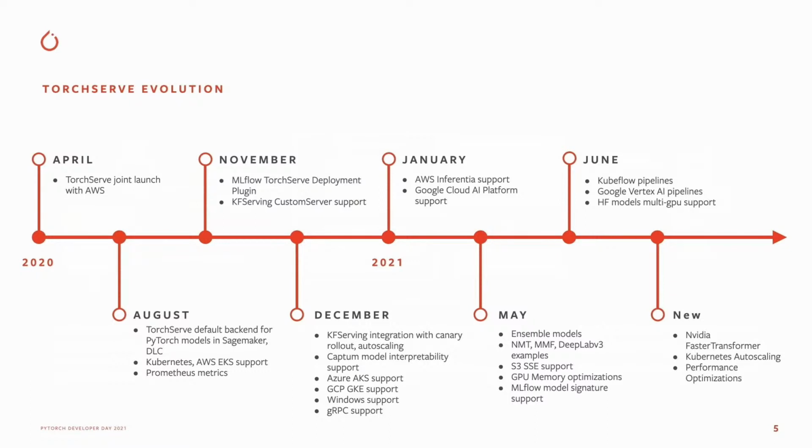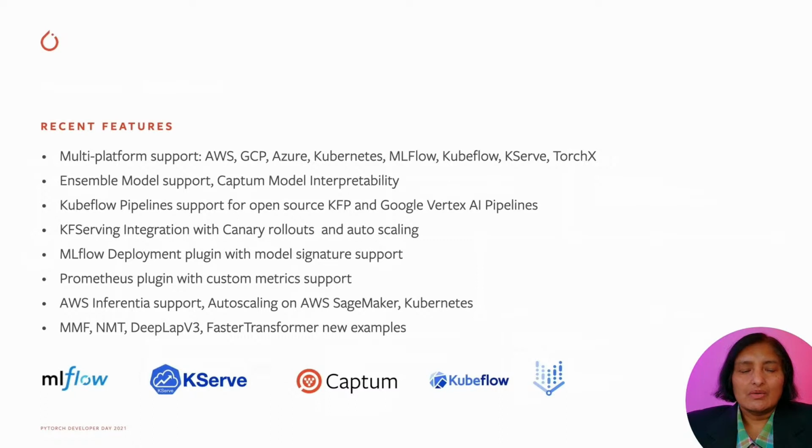TorchServe has now evolved into a multiple platform solution across AWS, Google Cloud, Microsoft Azure, and the major open source platforms like Kubernetes, MLflow, and Kubeflow pipelines. Some of the recent features include ensemble model support, Captum integration for model interpretability, Kubeflow pipeline support for the open source Kubeflow pipelines and Google's Vertex AI pipelines, model signature support for the MLflow deployment plugin, AWS Inferentia support for accelerated computing, Canary deployments and autoscaling, and new examples for MMF, neural machine translation, DeepLab v3, and faster transformers.